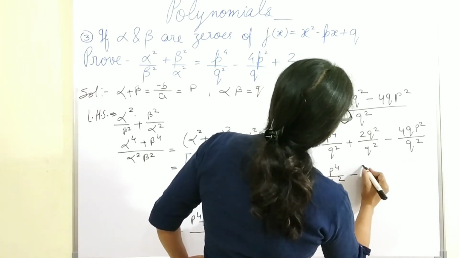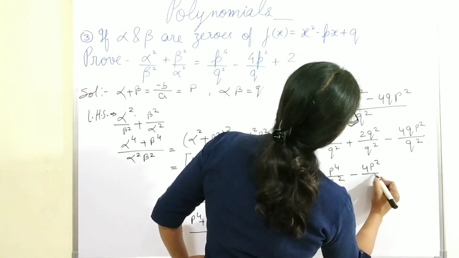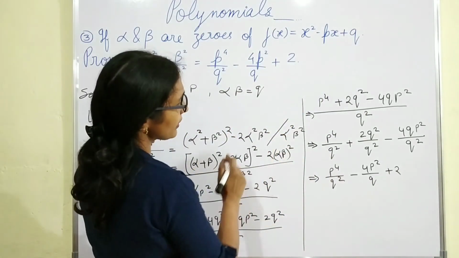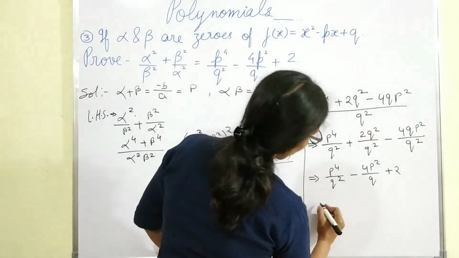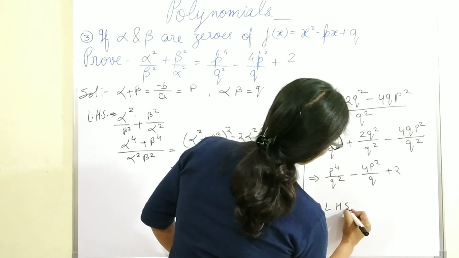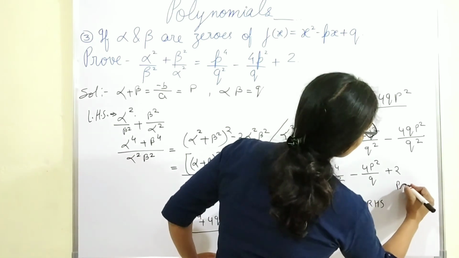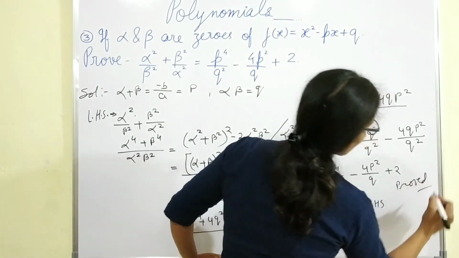So p power 4 upon q square minus 4p square upon q plus 2. Hence it is proved. LHS equals RHS. Hence it is proved.